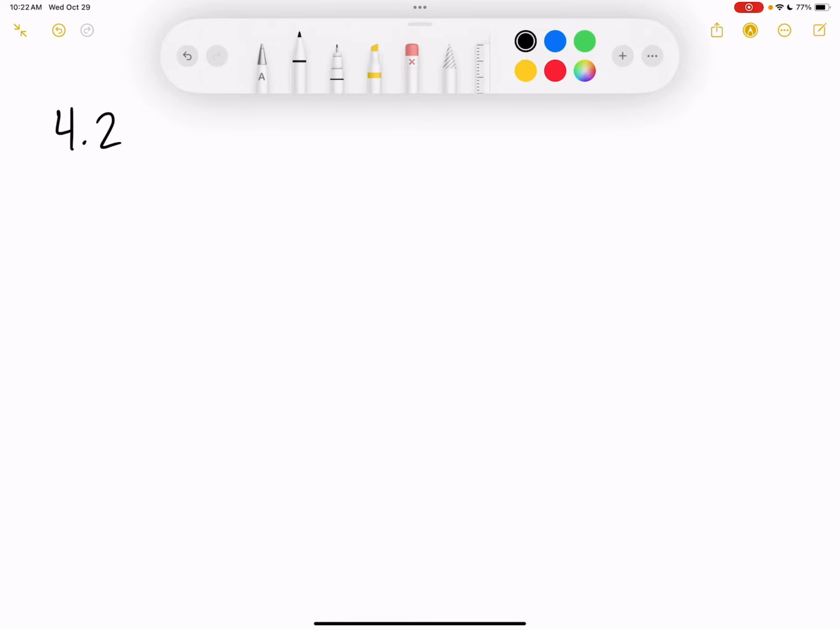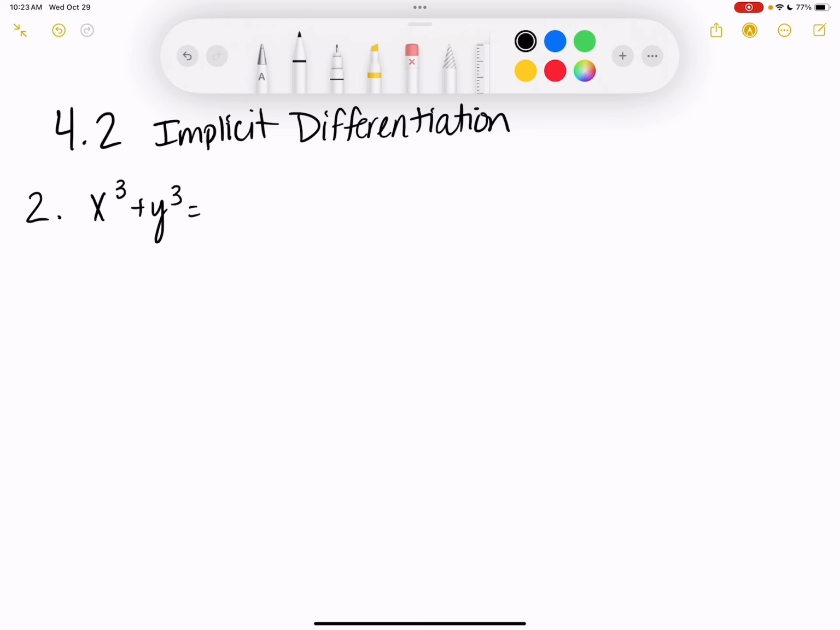Point 2 is implicit differentiation. So essentially we're just taking the derivative of equations with y's in them. It's not like something where y is by itself and we're just saying dy dx. So number 2, x cubed plus y cubed is equal to 18xy.